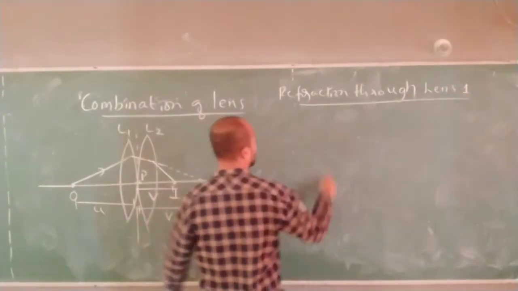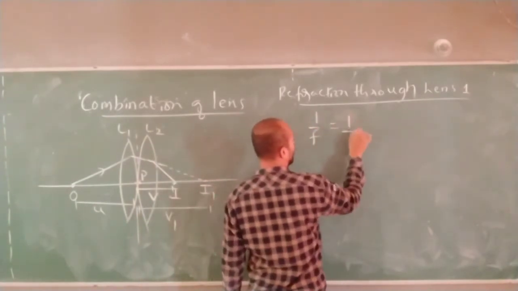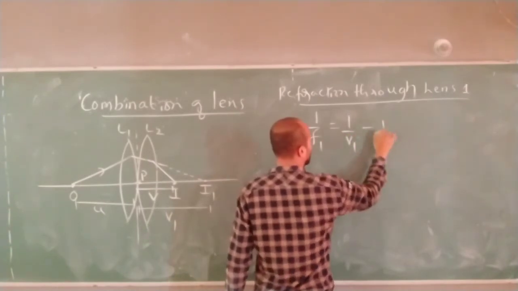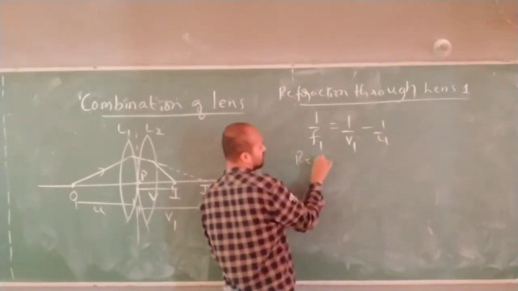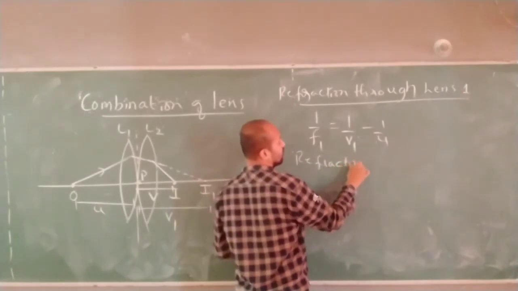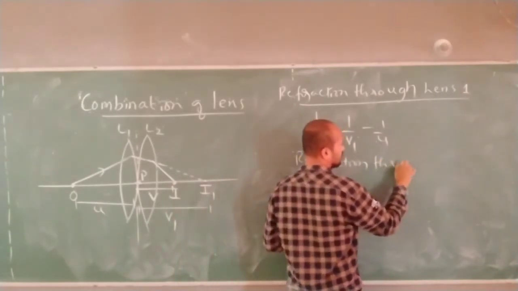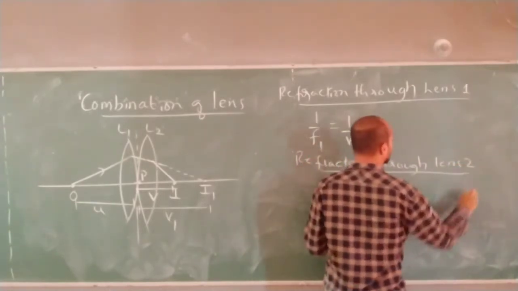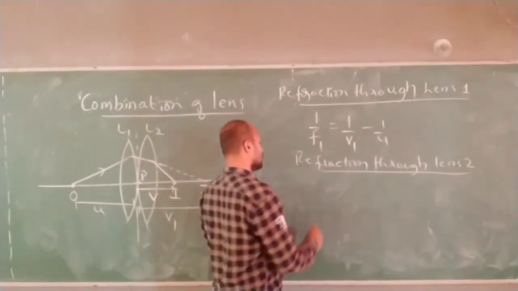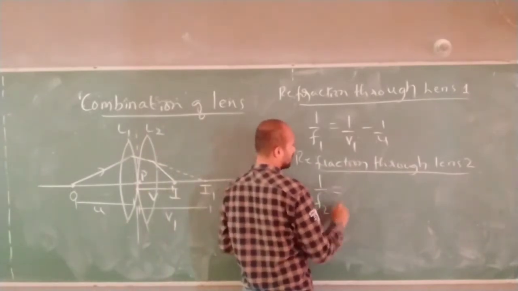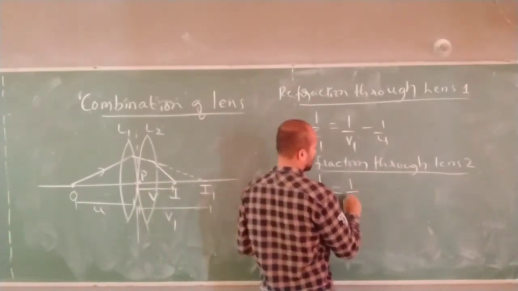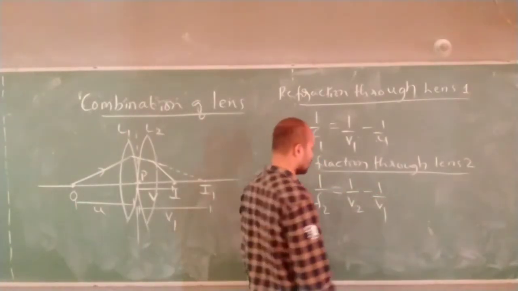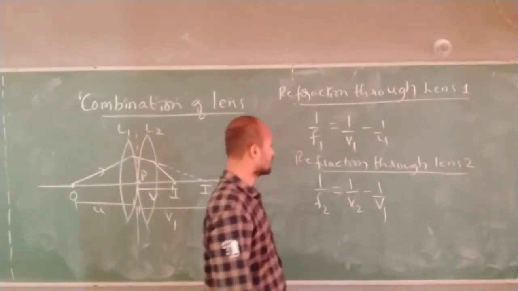Refraction through lens 1 is given by 1 by f1 is equal to 1 by v1 minus 1 by u. Refraction through the second lens is given by 1 by f2 is equal to 1 by v2 minus 1 by v1. Got it? 1 by v2 minus 1 by v1.